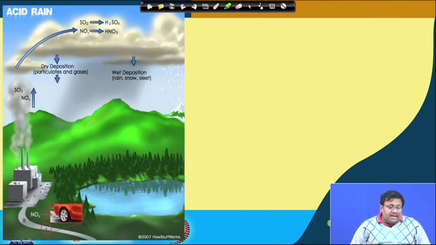This slide also shows the different components of acid rain. Burning of fossil fuels produces sulfur dioxide as well as nitrogen dioxide, which go to the atmosphere and are either deposited as dry deposition in the form of particulates or gases, or produce sulfuric acid and nitric acid and are deposited as wet deposition: rain, snow and sleet. So this is how the total cycle of acid rain goes, and acid rain is very harmful as far as natural vegetation is concerned. I will show you a couple of pictures.